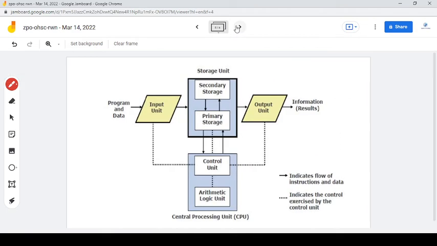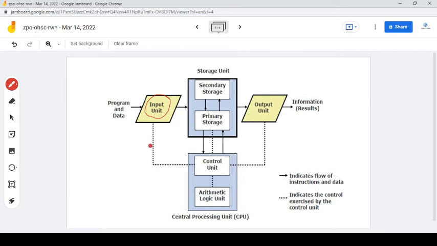Now let's try to understand how exactly the operation inside the computer works. The computer consists of basically three components. One is the input, the next is the storage unit, and the last is the output. The input unit is a device, for example a mouse or a keyboard, that gives or inputs data to the computer. The data could be anything. It could be a program, a command, a question, anything.